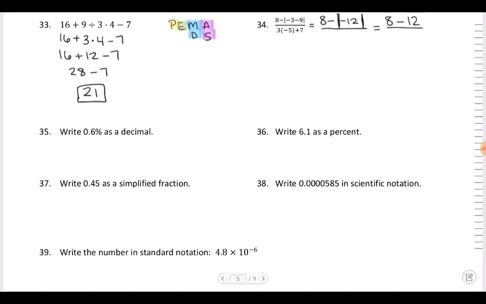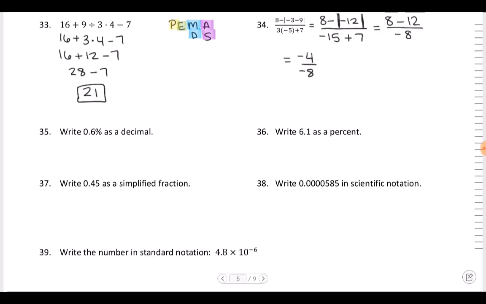I'm going to leave the top alone, but on the bottom, I'm going to go ahead and start simplifying it, because this is a grouping symbol as well. It's underneath the fraction bar. So I have multiply and add. I should multiply first, right? So 3 times negative 5 is negative 15, and then plus 7. Okay. Now, when I combine the numbers on the bottom, negative 15 plus 7, I get negative 8. And on the top of my fraction there, 8 minus 12 is negative 4.